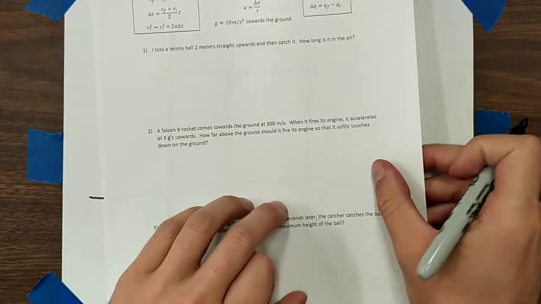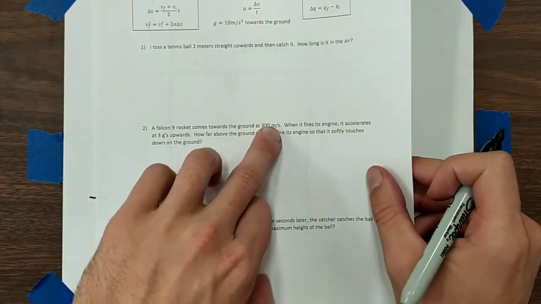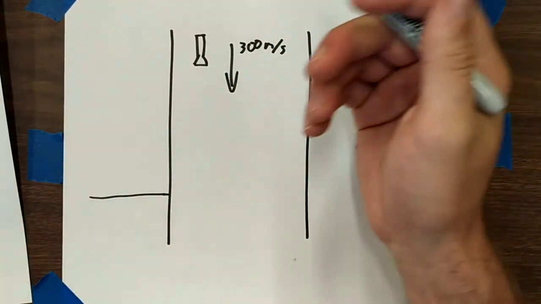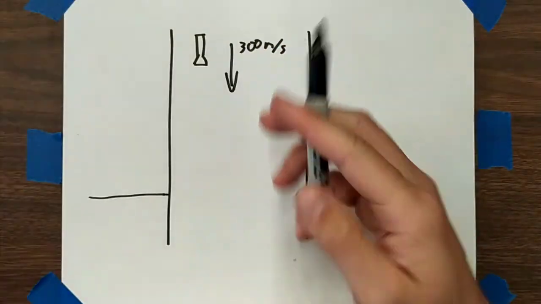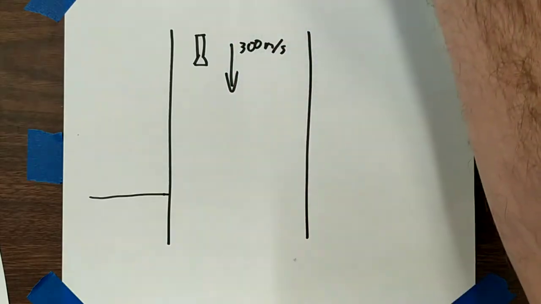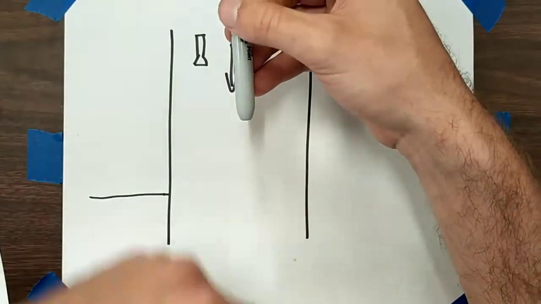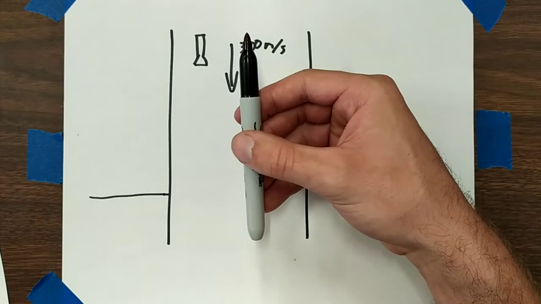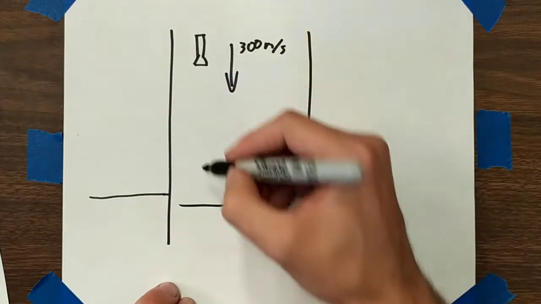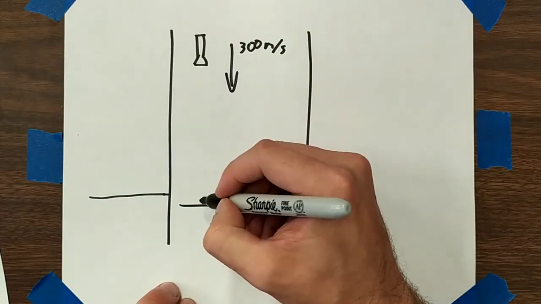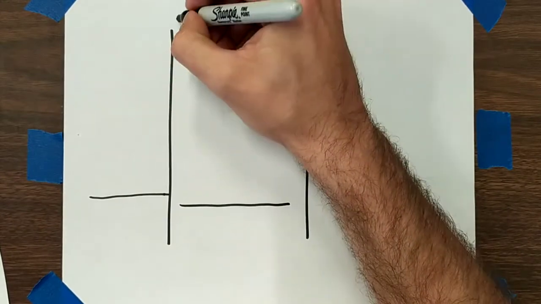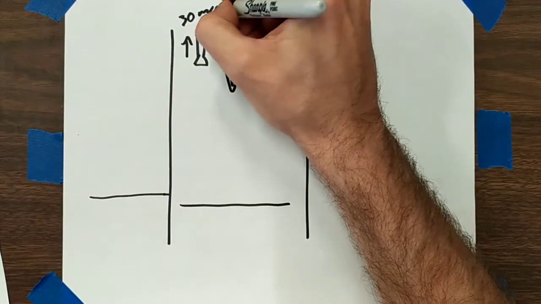It says comes towards the ground at 300 meters per second. So at the beginning of the problem, it's coming towards the ground at 300 meters per second. When it fires its engines, it's going to accelerate upwards. So it's moving towards the ground, but it's trying to slow itself down. As it's coming down, it's going to start firing stuff out of there and slow itself down so that it stops at the ground. So if this is the ground, we want to have the rocket come to rest on the ground. And while it's firing its engines, it's accelerating upwards at 30 meters per second squared.